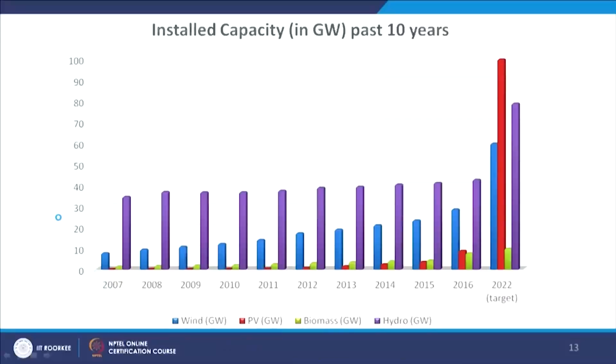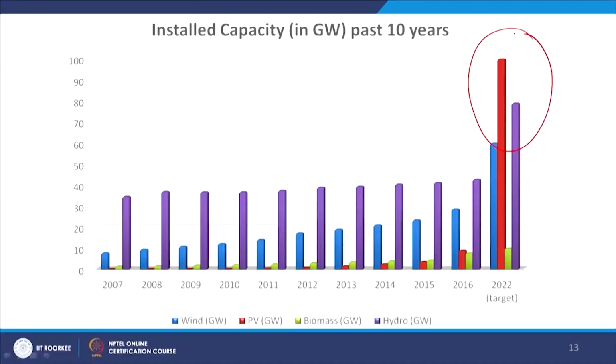Now, if you look at the current status in this country, the installed capacity over the last 10 years, you can see that the wind energy installation keeps on increasing, the PV is also increasing, the biomass is also increasing, and the hydro is increasing. Today we can easily see the hydro is very close to 40 gigawatt, wind is very close to 28 gigawatt, PV is very close to 8 gigawatt, and biomass is close to 6 gigawatt.